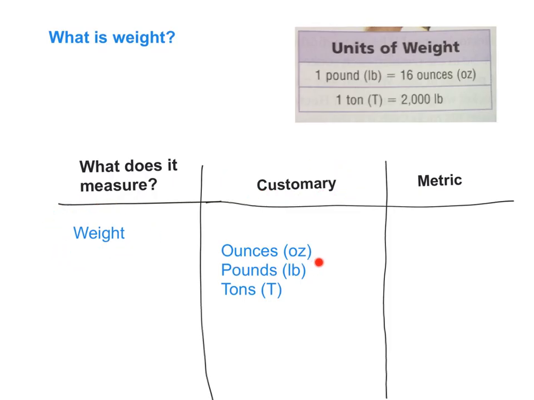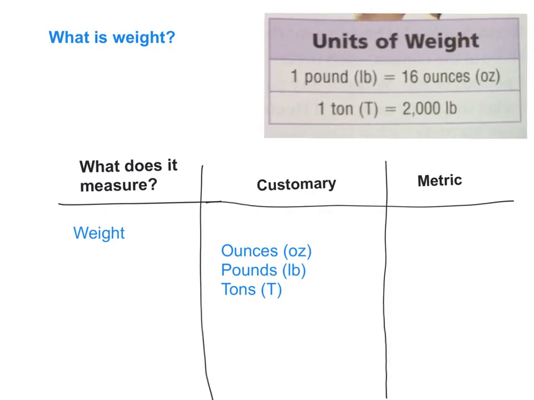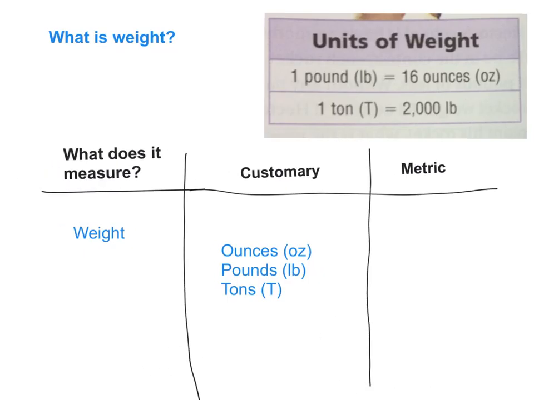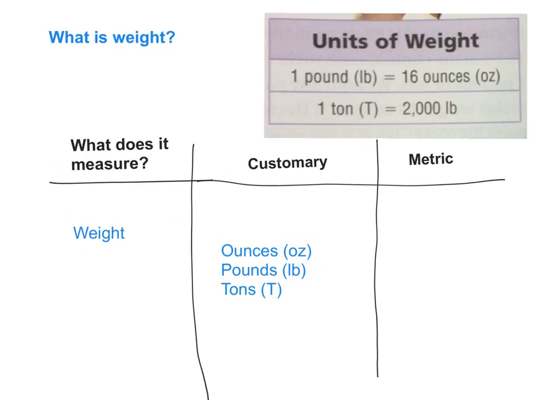We have ounces, and the abbreviation for ounces is OZ. We have pounds, and it's kind of weird, but the abbreviation is LB. Okay? And then tons, and this is very important that it's a capital T. If you write a lowercase t, it would not mean tons. Okay, so go ahead and write that down. And then also write down these conversions. 1 pound is equal to 16 ounces, and 1 ton is equal to 2,000 pounds. You'll notice that the metric side of our chart is still empty because we haven't talked about metric stuff at all, but I promise you we will in the future.